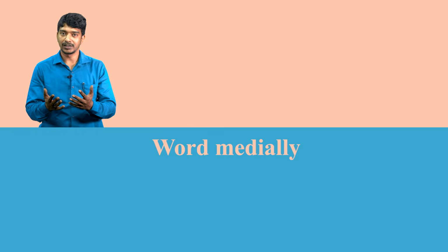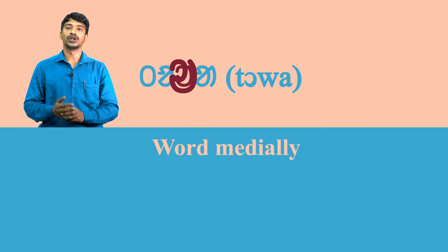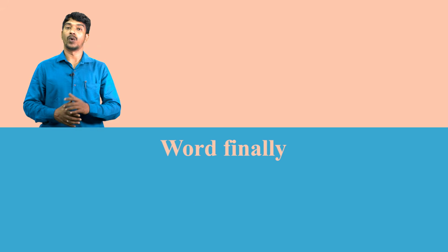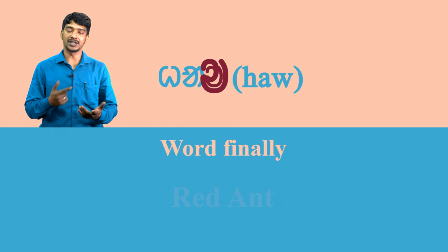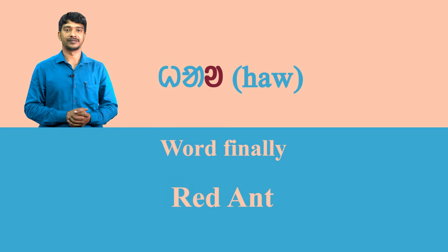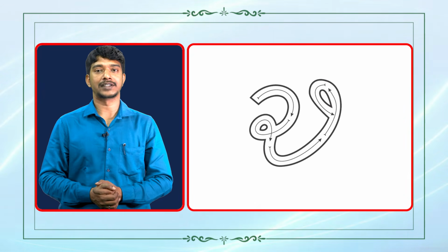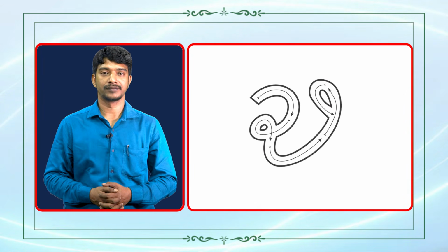Word medially, it can appear in toa, which means milk. Word finally, it can appear in how, which means red ant. Santali has a separate handwritten form of Au. It looks like this. Now let's try to write this letter.